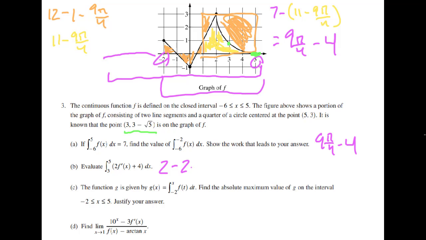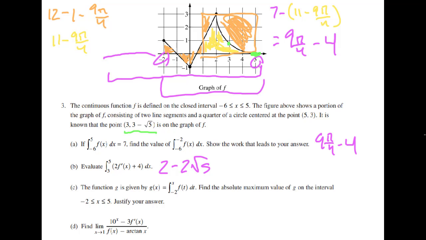Okay, we are halfway through this question. Let's look at part C. Function g. Oh boy, why are they giving us another function? The function g is given by g of x is equal to the integral from -2 to x of f of t dt. Find the absolute maximum value of g on the interval.